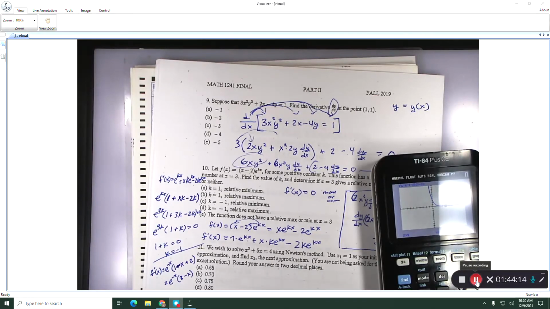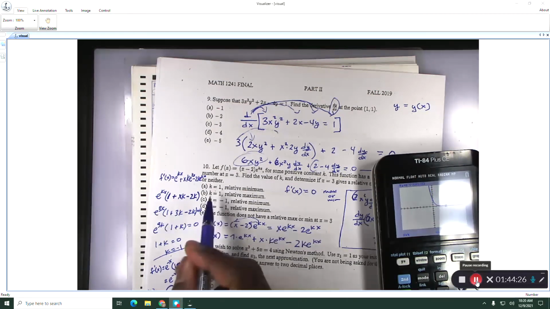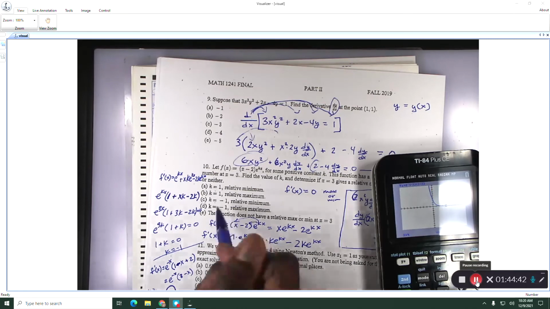Whew, I finally got to the end. Now I know my function is increasing to decreasing. I have a relative maximum, but here's the thing. It says k equals 1. It doesn't say x. All right? Our value of k, we know it's negative 1. Not only do we know that k is negative 1, well, at that critical point, x equals 3, we have a relative maximum.